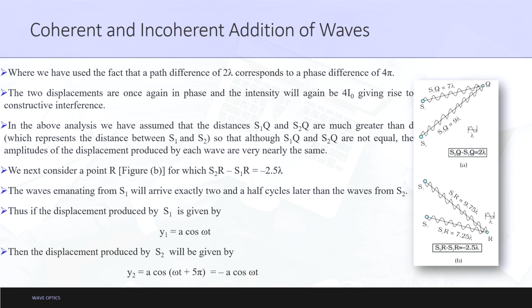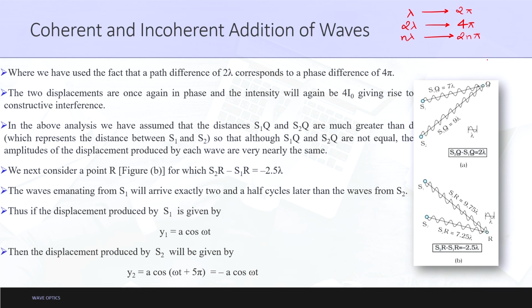Hence, the same concept is being talked about again here, where we have used the fact that a path difference of 2 lambda corresponds to a phase difference of 4 pi. As a path difference of lambda corresponds to a phase difference of 2 pi, therefore a path difference of 2 lambda corresponds to a phase difference of 4 pi. Hence, a path difference of n lambda corresponds to a phase difference of 2 n pi. Simple mathematical formulation, simple mathematical concept.